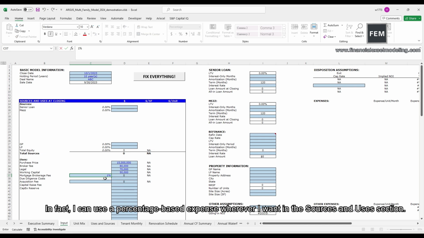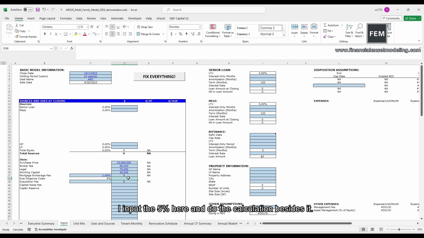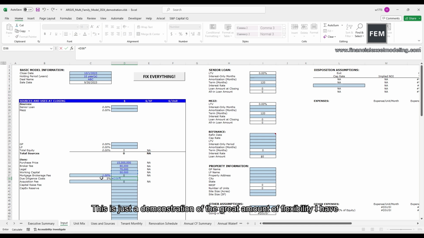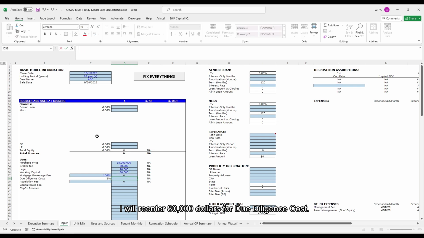In fact, I can use a percentage-based expense whenever I want in the sources and uses section. Let's say due diligence fees are 5% of legal fees. I input the 5% here and do the calculation beside it. This is just a demonstration of the great amount of flexibility I have in the sources and uses section. I will re-enter $80,000 for due diligence cost.